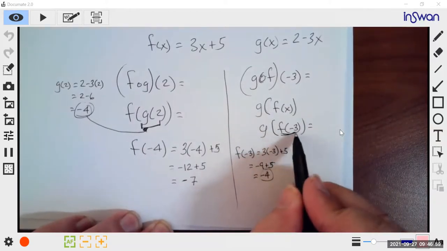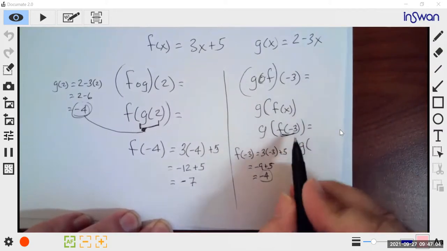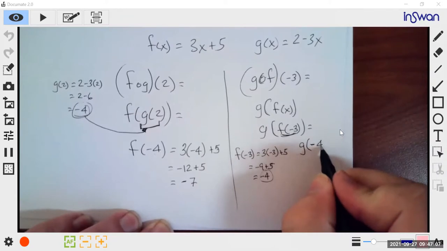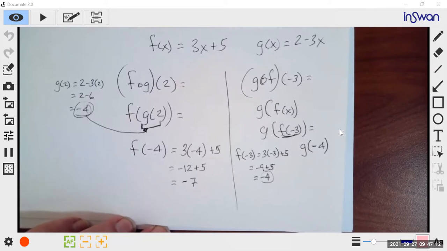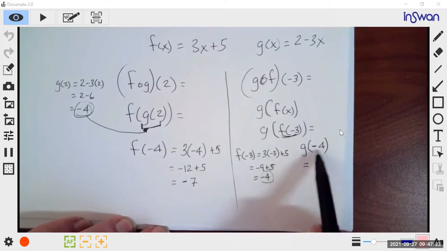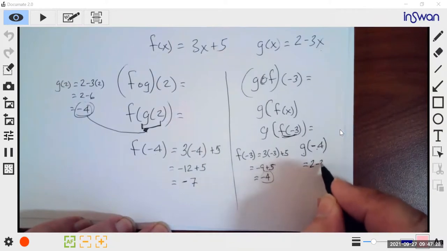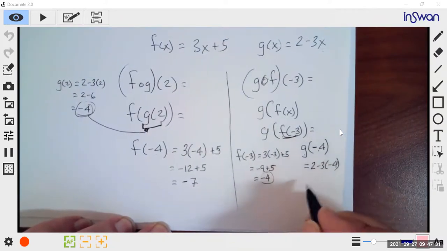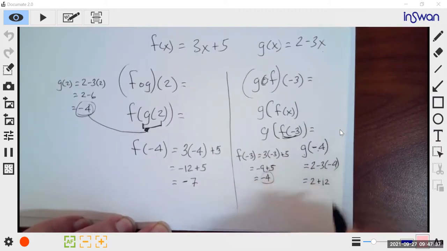Let's first find the f of negative 3. So f of negative 3 is negative 4. And so in the g function, anywhere you see an x, put a negative 4. So it's 2 minus 3 times negative 4. Negative, negative is a positive. 3 times 4 is 12.